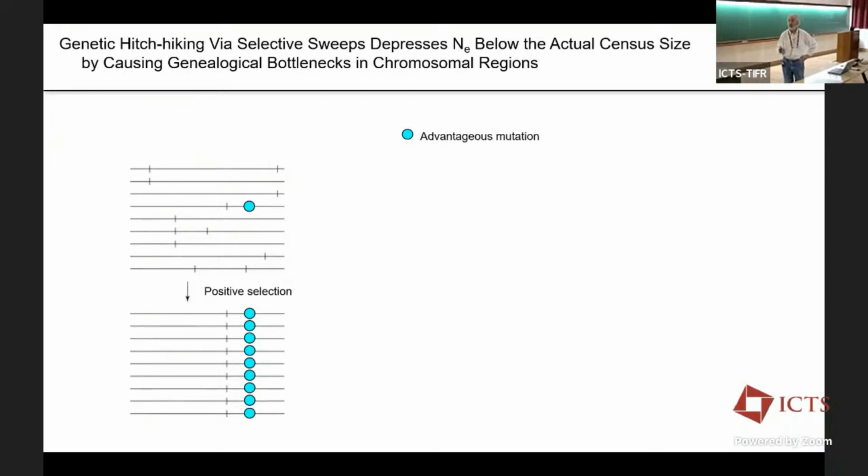The very structure of our genome really influences what goes on in terms of the maintenance of variation in a population. So imagine here we're looking at a population. These are chromosome segments, and all the tick marks are polymorphic sites, presence-absence polymorphisms in the population.